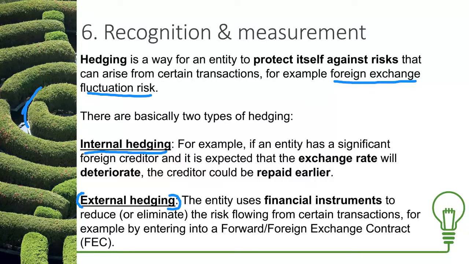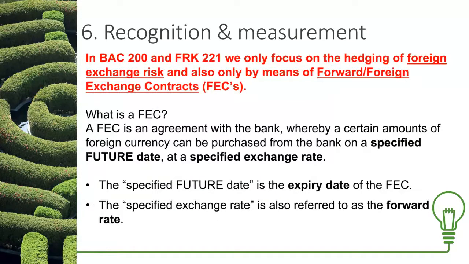There are lots of different types of external hedging. There's options, there's derivatives, there's all sorts of types. But we're going to be looking at only FECs. Now, FECs in your textbook, for some reason, they mention could be forward or foreign exchange contracts. For our purposes, we're going to mainly call it foreign. There might be once or twice where you see it called forward, but those words are interchangeable.